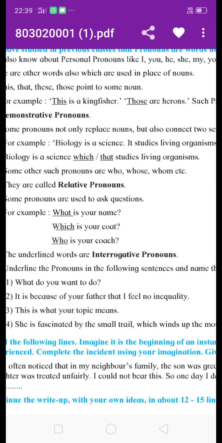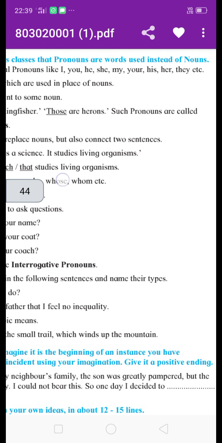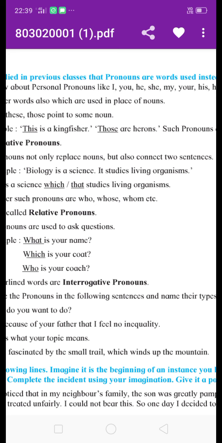Or see this example: these are not our books. Here, these is a demonstrative pronoun. Or such books tell us nice stories. Here, such is a demonstrative pronoun. In this way, these are the demonstrative pronouns.